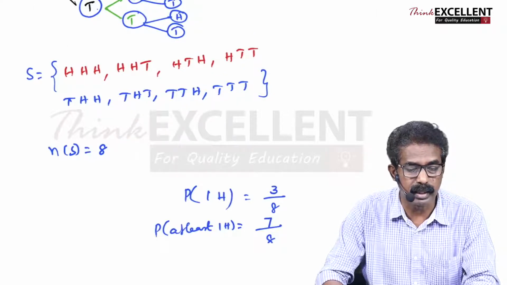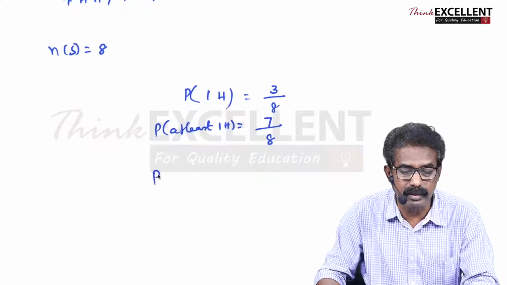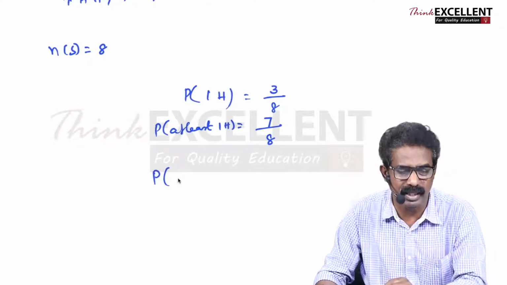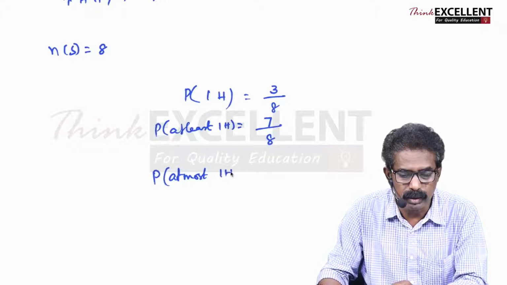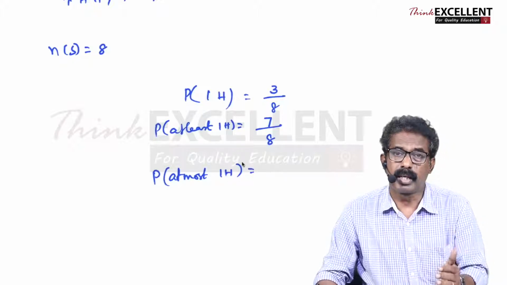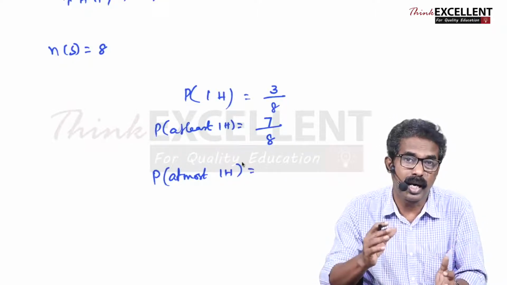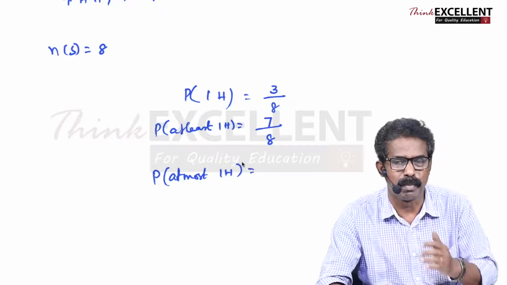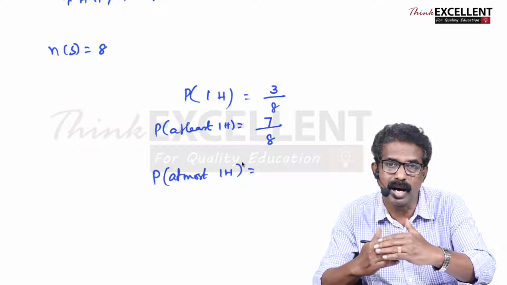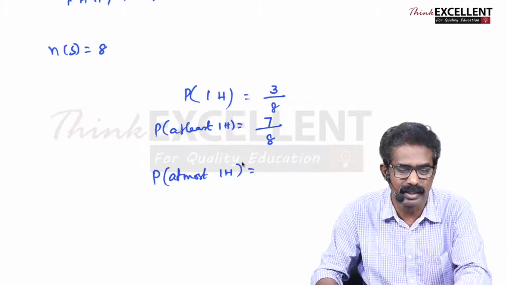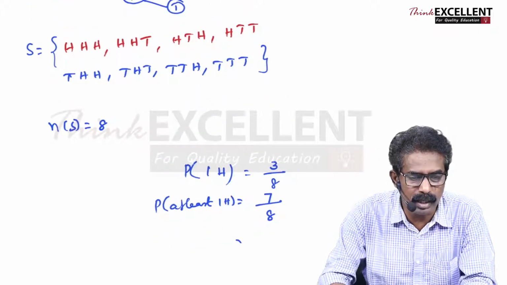And the next one, one more question they can ask here. Find the probability of getting at most one head. See, only the word difference, right? At most one head. What is the meaning of that? At most one head means maximum one head. It should not exceed 1. So maximum 1, 1 or less. 1 or less includes 0 head, right?